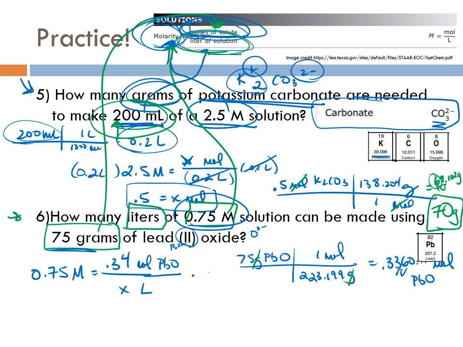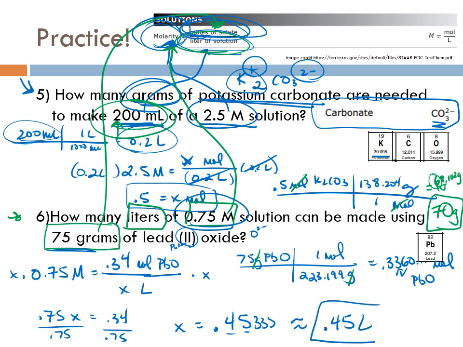So I'm going to multiply both sides by x. So now I have 0.75x equals 0.34. Divide both sides by 0.75 to solve for x. And x is going to equal 0.34 divided by 0.75 gives us 0.34 4, 5, lots of 3s. But when I do a sig fig check, we're just going to keep 2 sig figs, and so my final answer will be 0.45 liters of solution is what we can make using those 75 grams of lead 2 oxide.